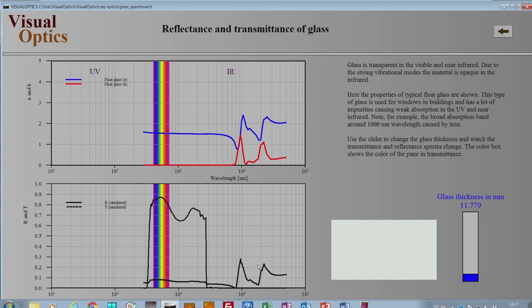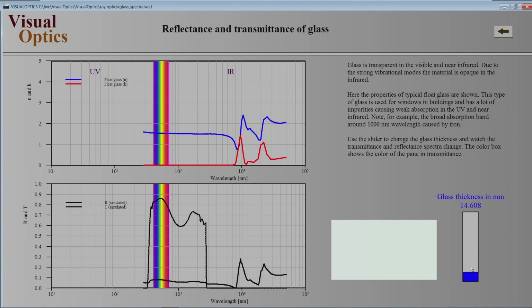And what you see now is that the near infrared regime is affected. The transmission is not 90% anymore. It goes dramatically down here, around 1000 nanometers wavelengths. And this broad dip here, these are impurities in glass. These are ions in glass which absorb near infrared radiation. And if we go to 20 millimeter glass, you will see that this takes away almost 1/2 of the radiation already.